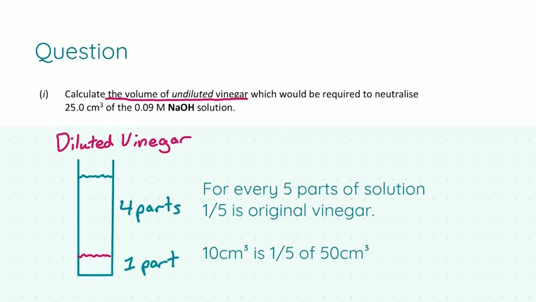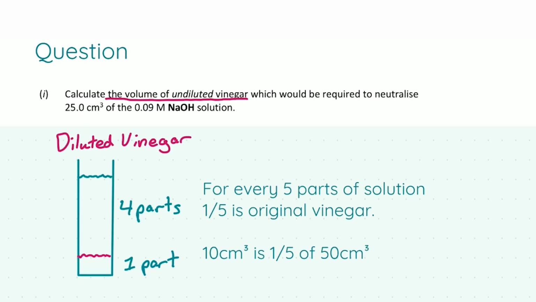So getting into part B of this question, it's asking us to calculate the volume of undiluted vinegar required to neutralize the sodium hydroxide. And lots of people find that this will be the most difficult part of the question, not so much as it's actually difficult, but just to wrap your head around the concept of it. So you're working with a diluted solution in this. You have 1 part of diluted vinegar, 4 parts of water, deionized water.